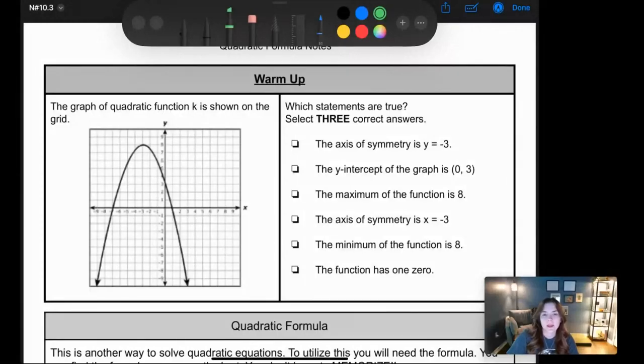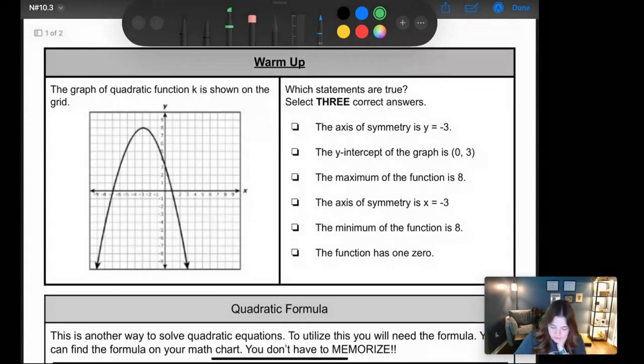All right, let's take a look at our last set of notes for Unit 10, 10.3. We are going to actually look at the warm-up together because it's been a minute since we have talked about this. So it says, which statements are true? Select 3 correct answers. So I'm going to go ahead and go through these.